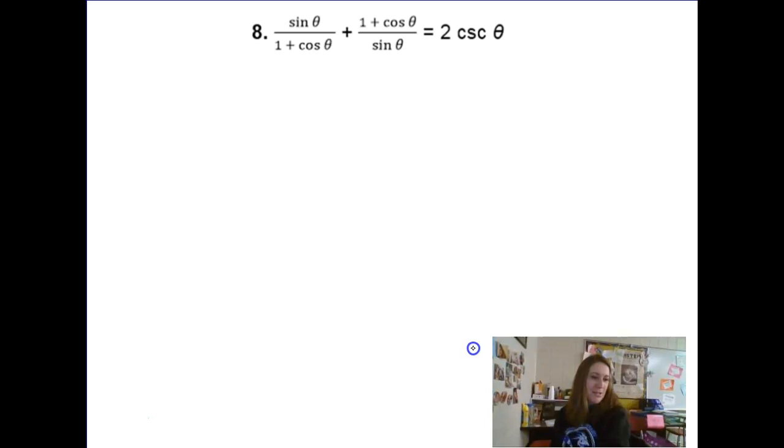I'm going to skip this one just because it's really similar to the one we just did. So get common denominators, trade out some stuff. You're going to like it.